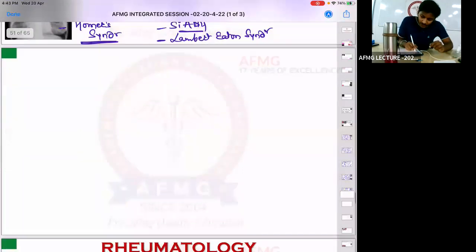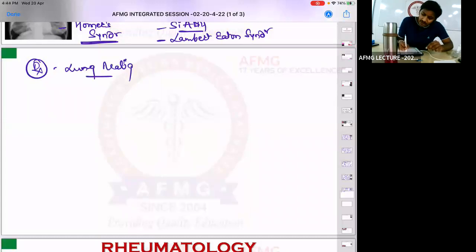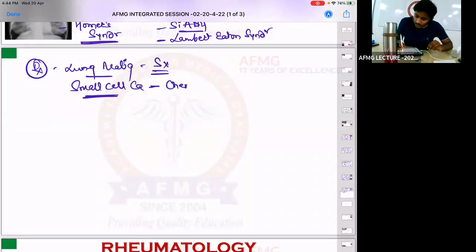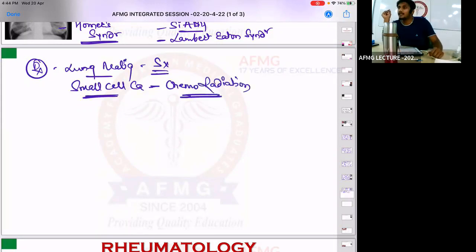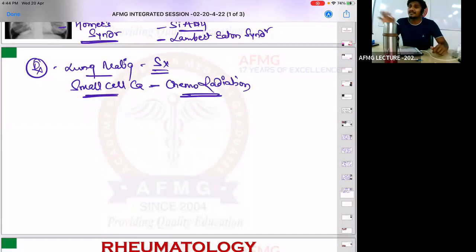If I talk about the treatment, for all lung cancers or lung malignancies, it would be surgical excision, except for small cell carcinoma, which is treated with chemoradiation. The treatment of choice for small cell is chemoradiation. Remember. Which lung malignancy has the worst prognosis among all?